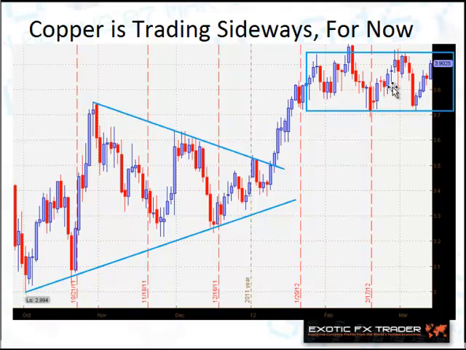So next time you're thinking about buying or selling a commodity currency, make sure you take a look at copper first.